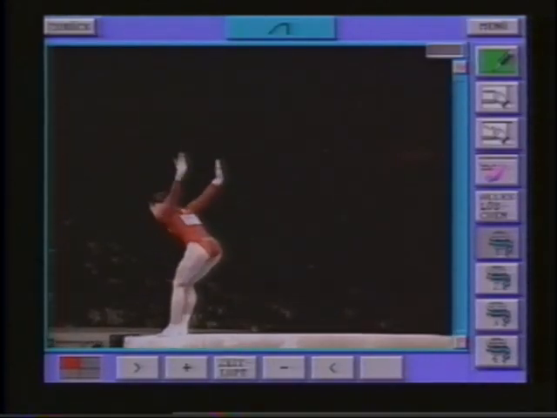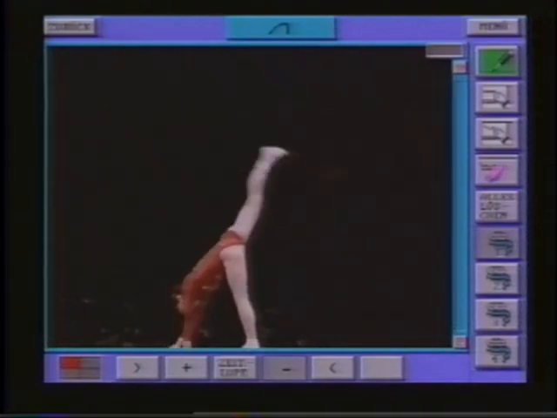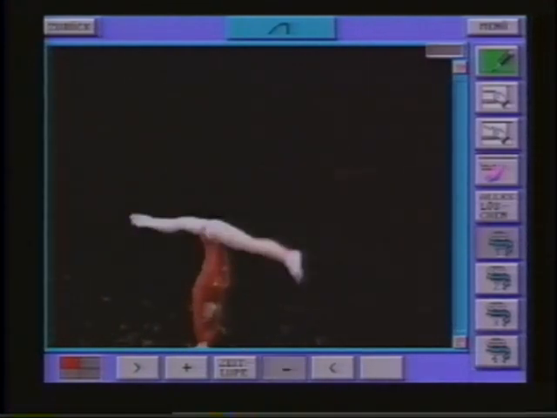Flick-flack on beam B on floor A. We are seeing two examples of elements with separated legs in the ideal execution, characterized by high support. That means the arm-body angle is fully stretched. The arms are stretched. The legs have a separation angle of 180 degrees, even at times an oversplit.